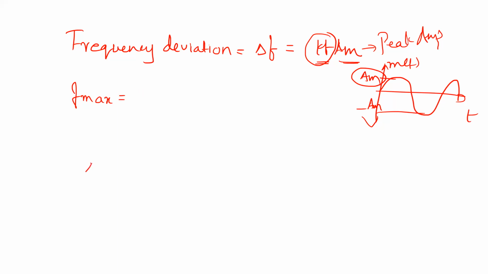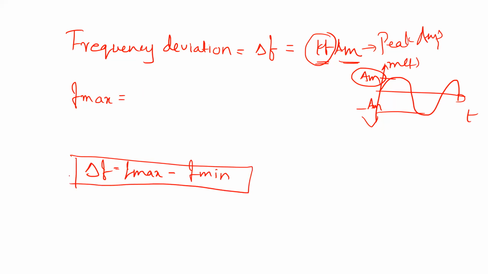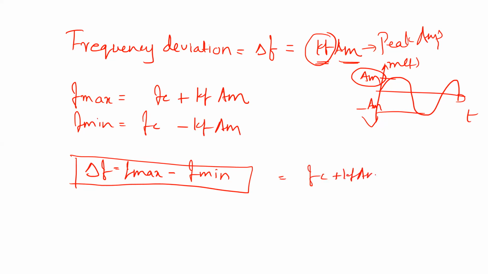Now what is F max? Now see, we should know that delta of F is equal to F max minus F min, basically. Of course, the frequency deviation will be max minus min, right? So F max is given as Fc plus Kf into Am, and F min is equal to Fc minus Kf into Am. So eventually, you get Fc plus Kf into Am minus (Fc minus Kf into Am).